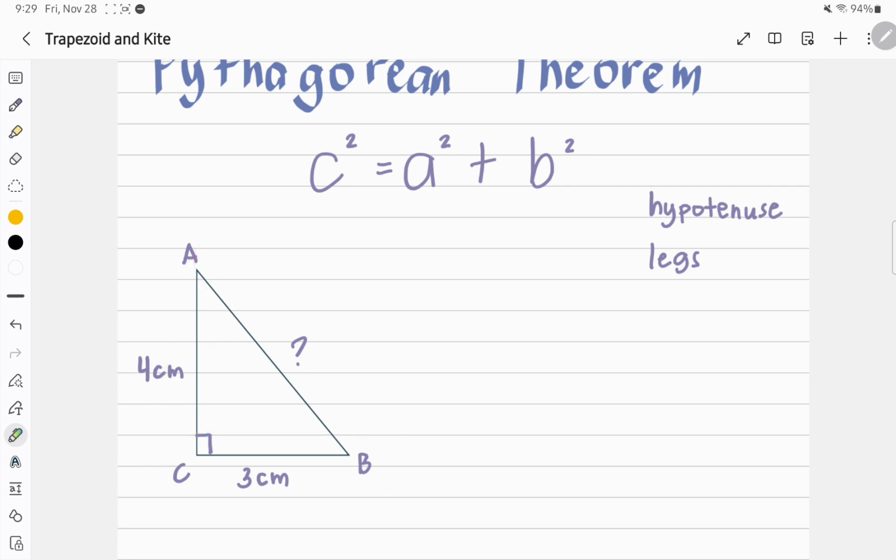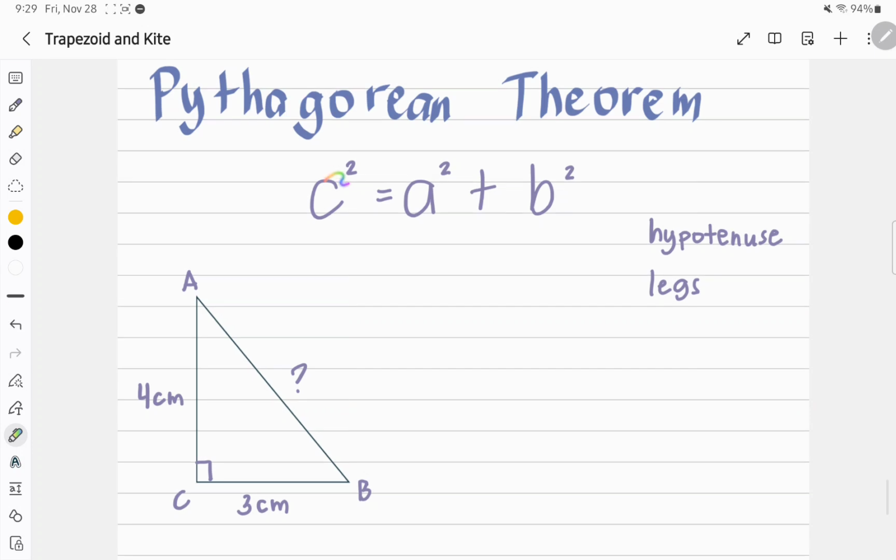Now, dito sa Pythagorean Theorem, here, C denotes the hypotenuse, while A and B denotes the legs of our right triangle. So, in this case, if we are solving, obviously, here, AC is 4 cm and BC is 3 cm. So, to solve for the value of the measurement of the hypotenuse, based on the formula, that will be c squared is equal to a squared plus b squared. So, solve natin. That will be missing yung value ng c.